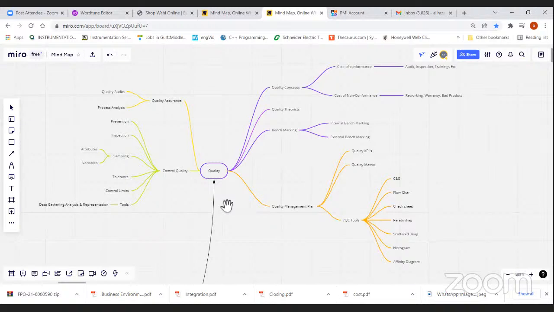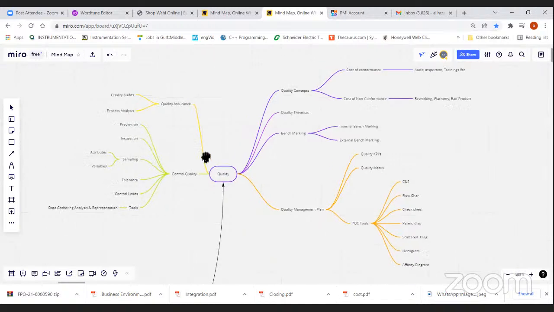We discussed about a couple of quality theories as well, and we did internal and external benchmarking. We studied about quality management plan, where we talked about KPIs and quality metrics. We also studied about 7 QC tools, that is C&D, flowchart, check sheet, Pareto diagram, scatter diagram, histogram, and affinity diagram. We studied about how to control the quality through prevention, inspection, sampling, tolerance, control limits, and tools. And then we talked about quality assurance, how to do the assurance of the quality through quality audits and process analysis.